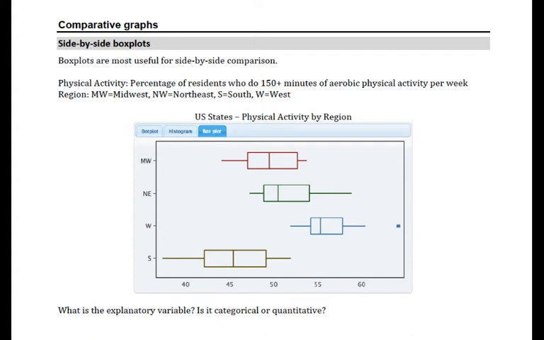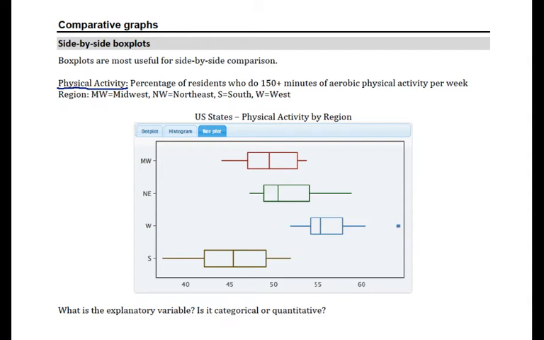A single box plot really doesn't offer much advantage over a histogram and loses a lot of the detail, but the real strength in box plots is for side-by-side comparisons. What we have here is a box plot taken from StatKey, which has side-by-side comparisons of this variable physical activity, which is the percentage of residents who do at least 150 minutes of physical aerobic activity per week, and it is broken apart by region.